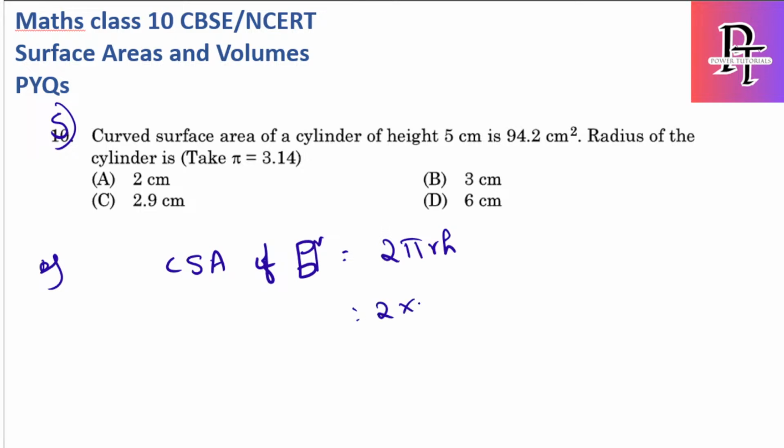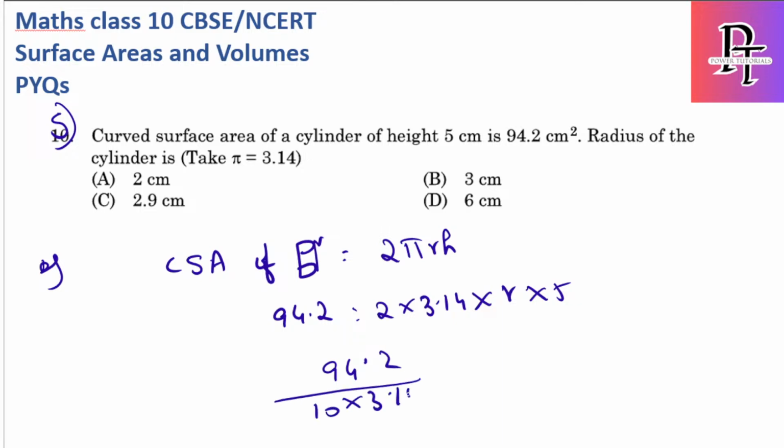Now just substitute the values. Pi they have mentioned as 3.14. The radius we need to find. They have mentioned the surface area, which is 94.2, and the height is 5. So 3.14 into 2, and 5 twos are 10. So 94.2 divided by 10 into 3.14 will be the radius. If I divide by 10, it becomes 9.42. So simply 3 into 3 will become this value. So the radius is equal to 3 centimeters.